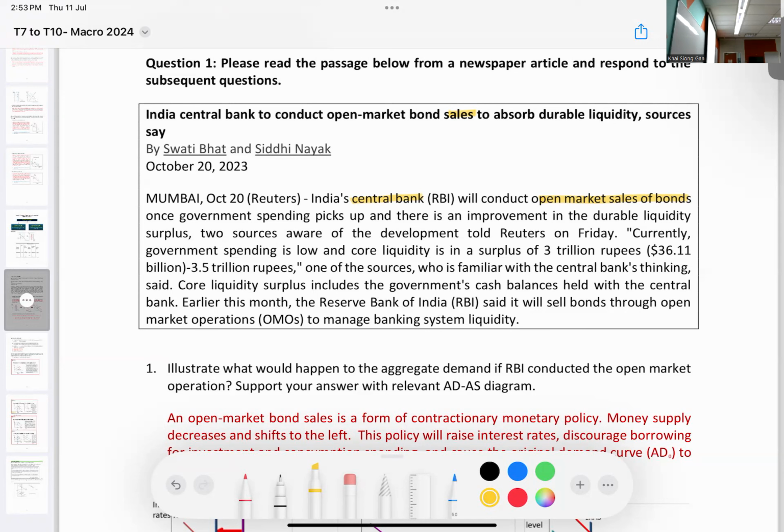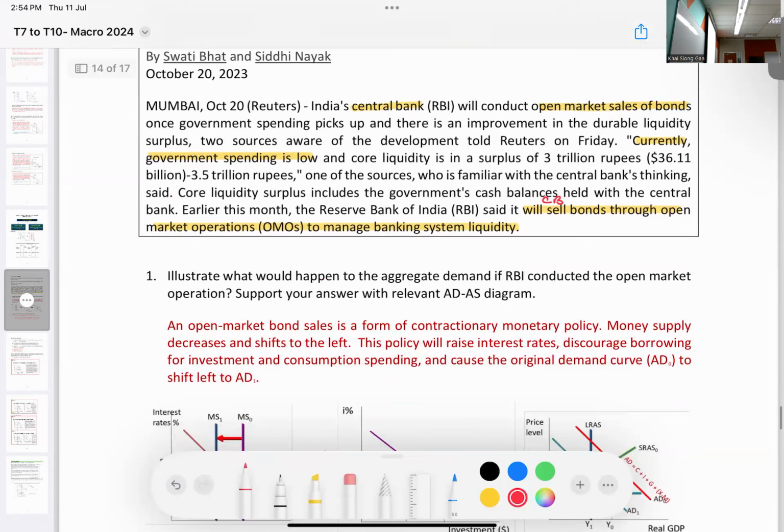So here they say currently government spending is low. And here it said earlier this month, the Reserve Bank of India said it will sell bonds through open market operations to manage banking system liquidity. So the central bank wanted to sell bonds. So what is this to do? It is to reduce the money supply.